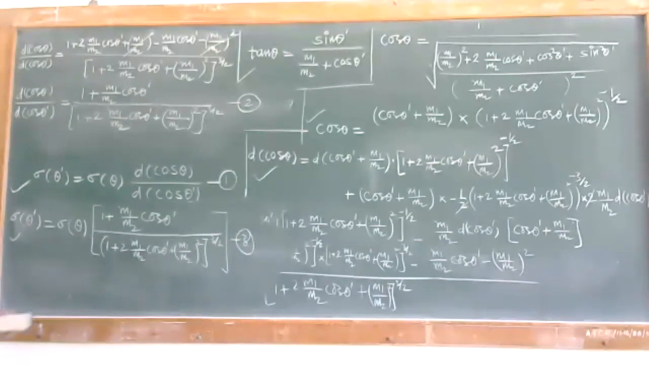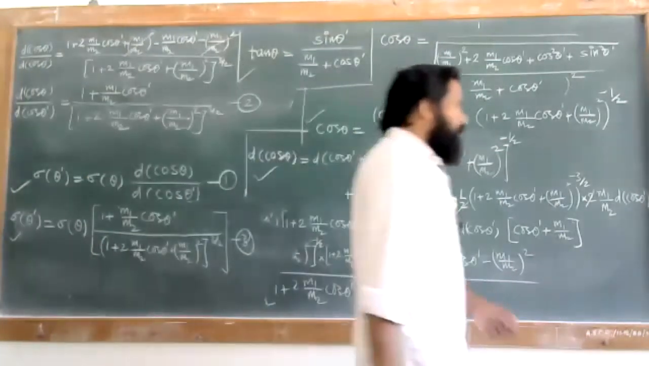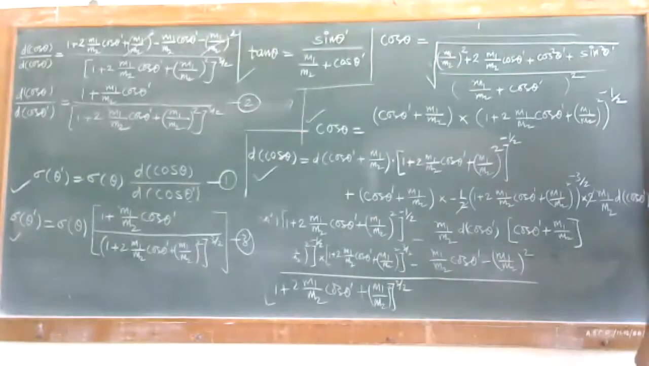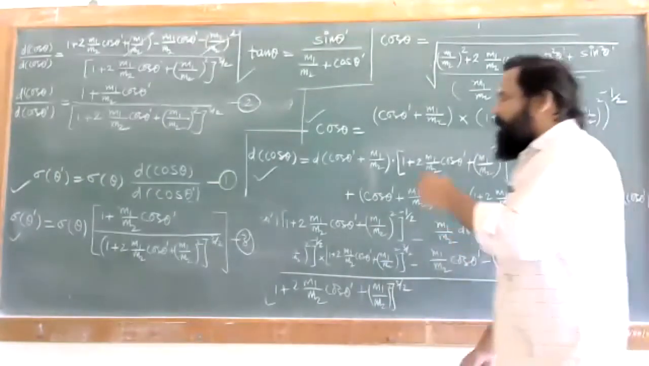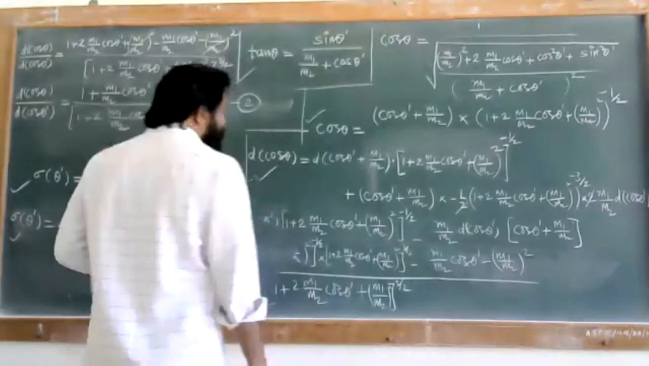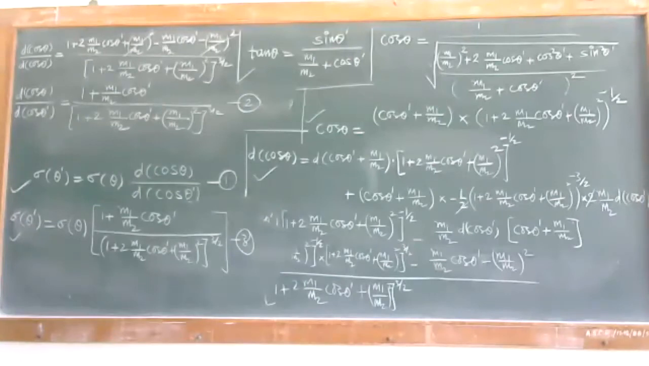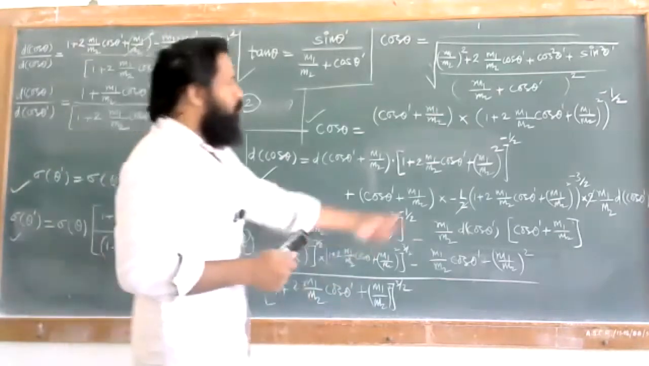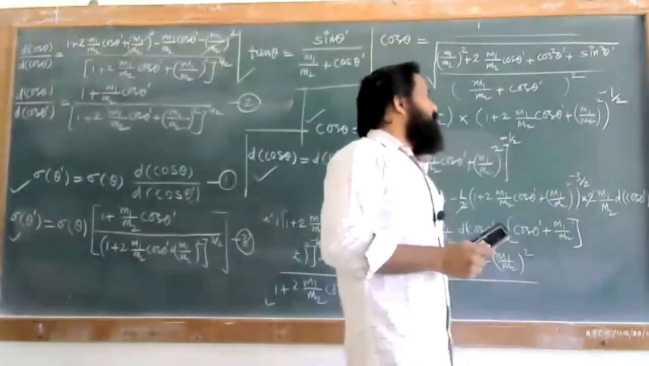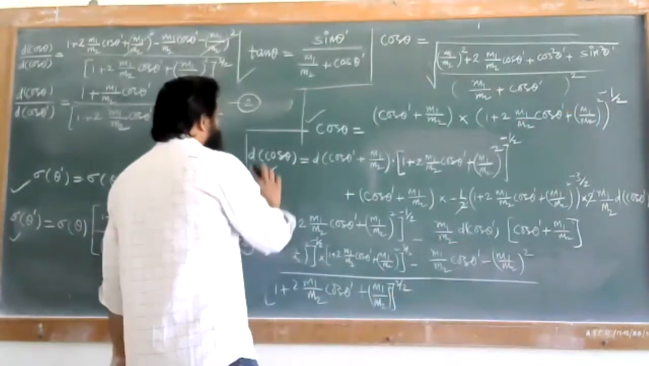Now we'll have two different cases. Now we'll have the different cases for this. So for that we require some conditions. So the conditions are like this. We'll have this point, that is cos of theta is equal to cos of theta dash plus m1 upon m2, divided by square root of 1 plus twice m1 upon m2 cos of theta dash plus m1 upon m2 bracket square raised to 3 by 2.